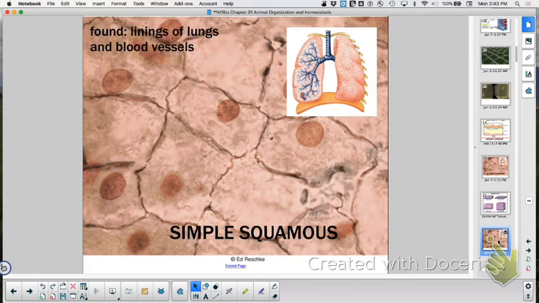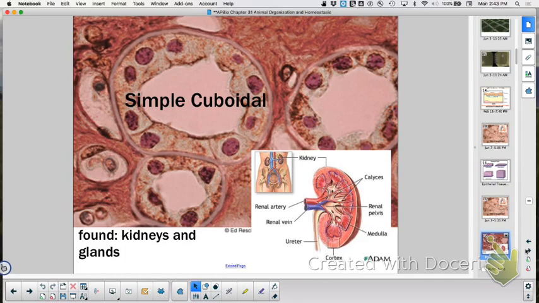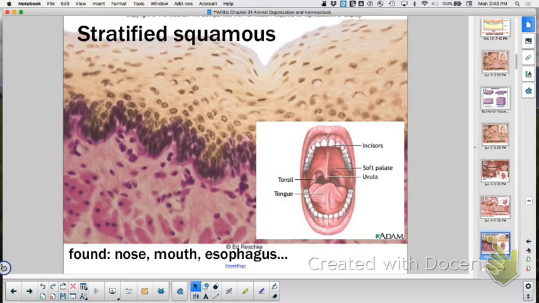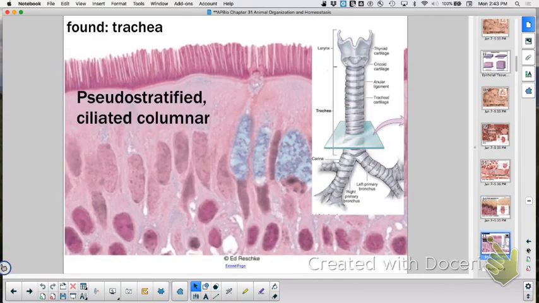And these are all just kind of pictures of where you might see cuboidal in your kidneys. Simple columnar found in your intestines. What are your intestines trying to do? Absorb nutrients. Good. Digest and absorb nutrients. Stratified squamous in your mouth, nose, esophagus. Pseudostratified ciliated columnar. There's cilia right at the top of these.